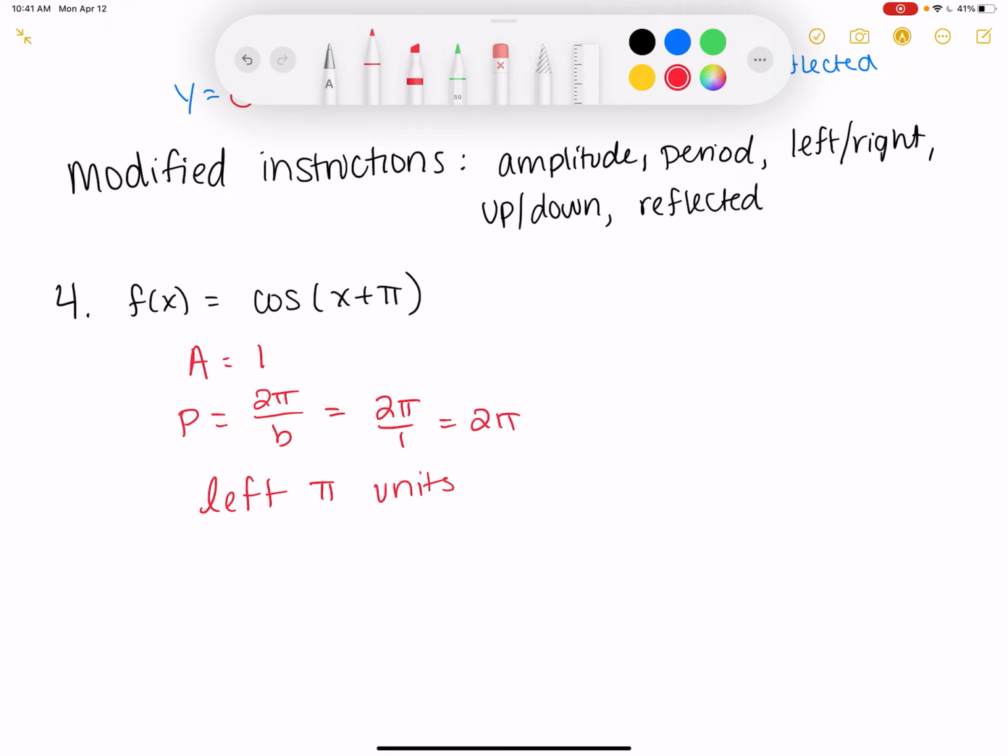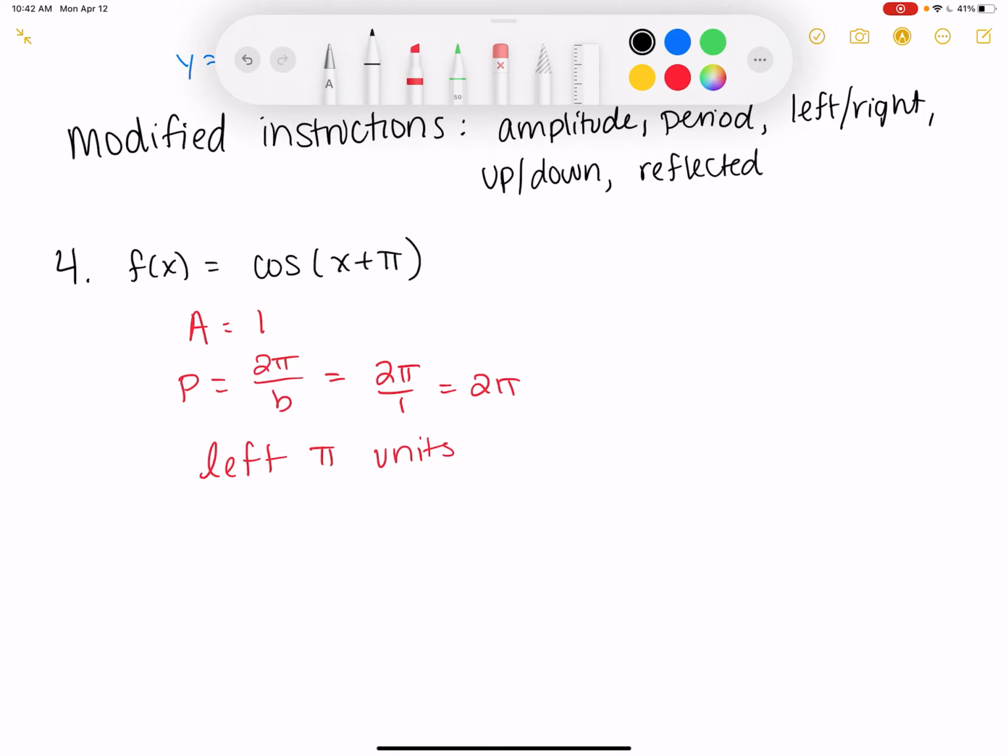It doesn't move up and down. There's no K. It's not reflected. So we don't need to talk about that. That's all you have to do. That's all you need to write on your paper. Super easy. I feel pretty confident.